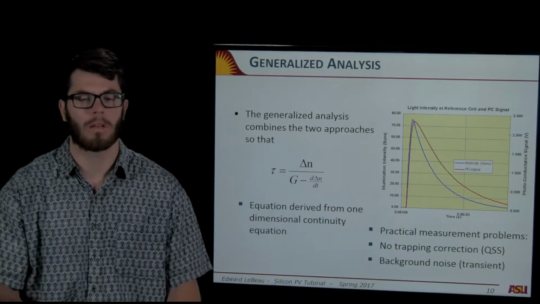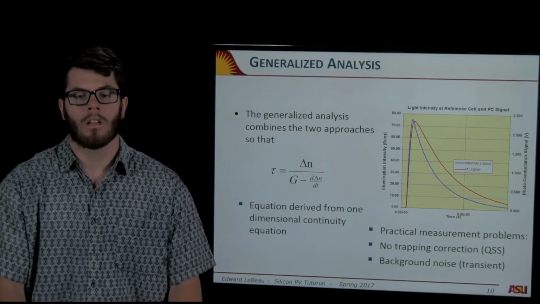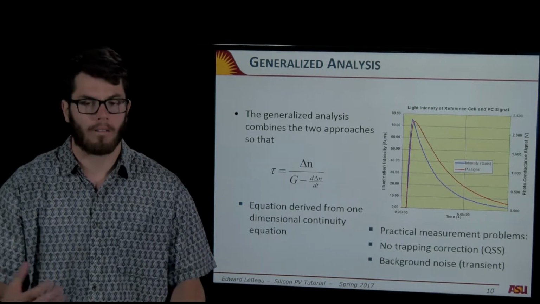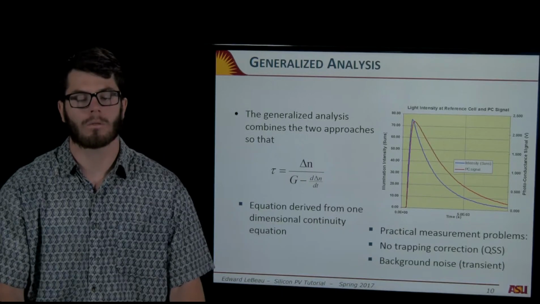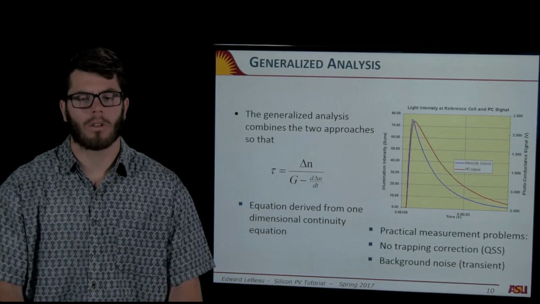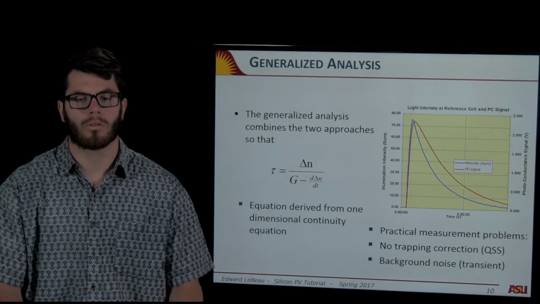Less electrons in the conduction band, more resistance. So there's a couple issues with lifetime testing. Two are there's some background noise in the transient response. You can't really get rid of that. And then also on the lifetime test, there's no trapping correction.